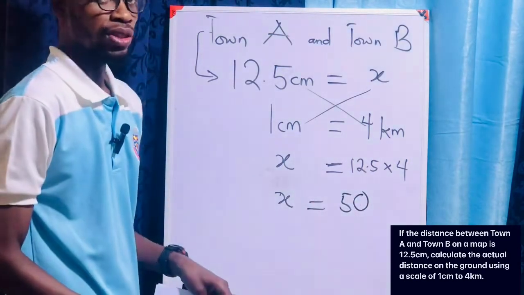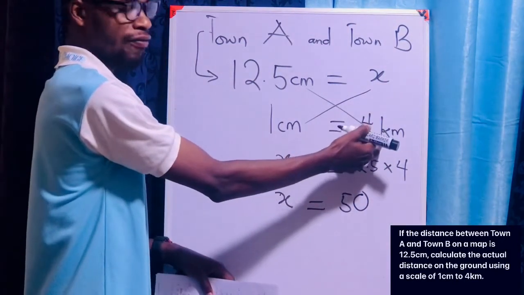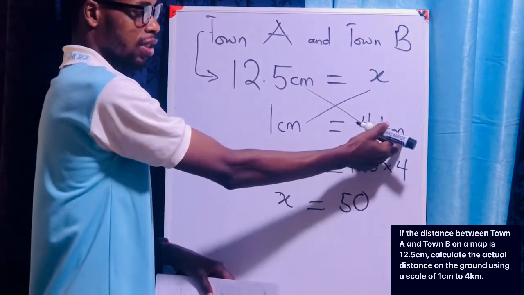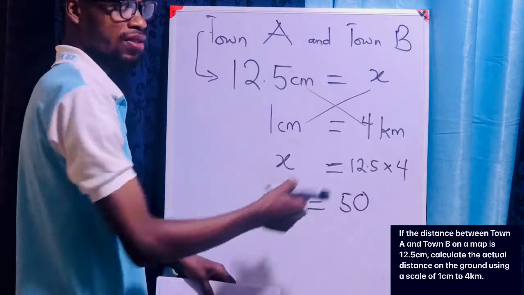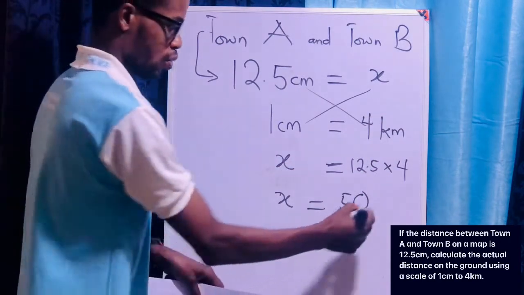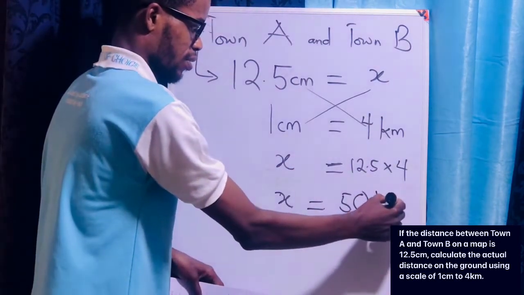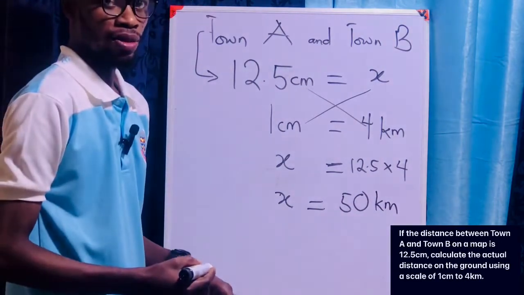But don't forget the units. Because we are looking for actual distance, the actual distance is in kilometers. So you just put kilometers there, which is 50 kilometers.